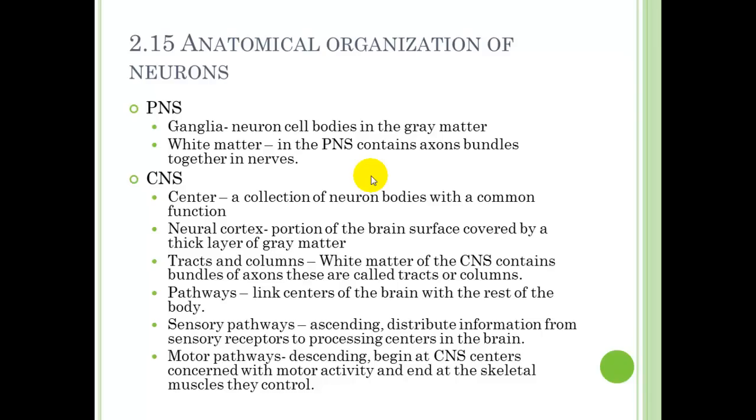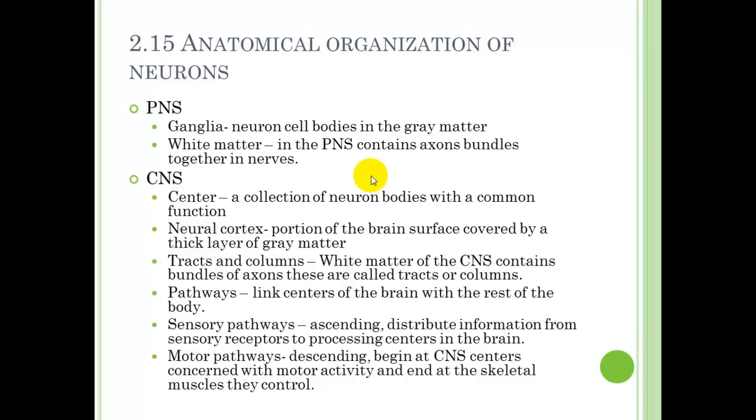In the central nervous system, a center is a collection of neural bodies with a common function. And then we have the neural cortex, the portion of the brain surface covered by a thick layer of gray matter, and the gray matter is the somal bodies. So these are going to be collaterally communicating and making specific functions depending on their location in the brain. Then we have tracts and columns. White matter of the CNS contains bundles of axons. These are called tracts or columns. And then we have pathways, which link centers of the brain with the rest of the body.